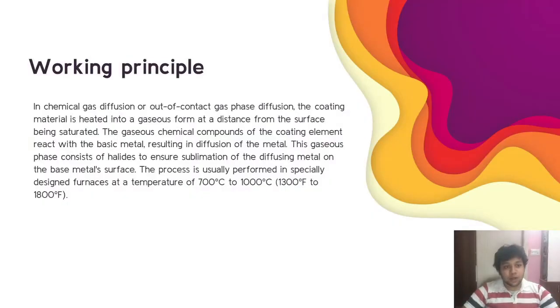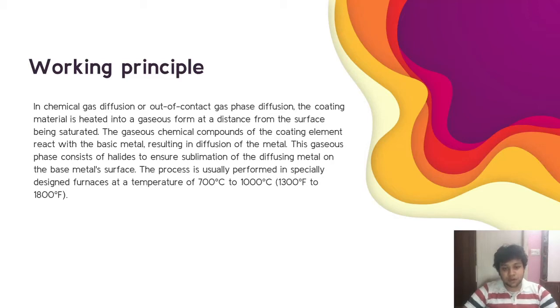Working principle. In chemical gas diffusion or out of contact phase diffusion, the coating material is heated into gaseous form at a distance from the surface being saturated. The gaseous chemical compounds of the coating element react with the base metal, resulting in the diffusion of the metal. This gaseous phase consists of halides to ensure sublimation of the diffusing metal on the base metal surface.